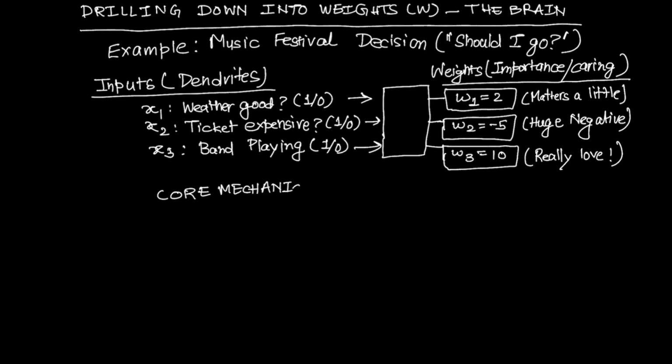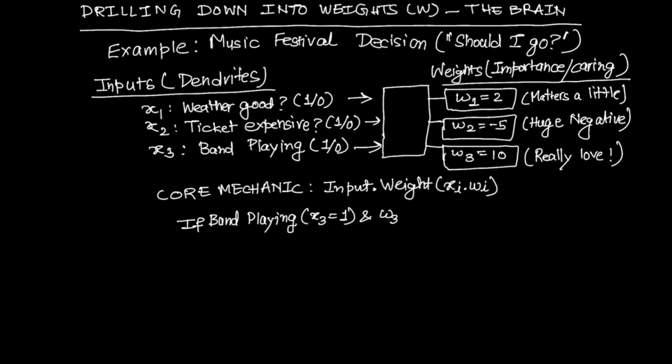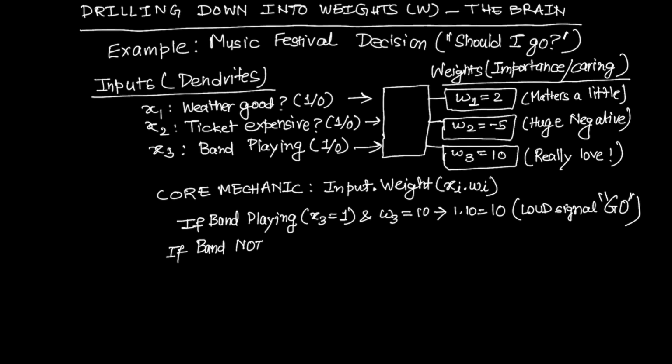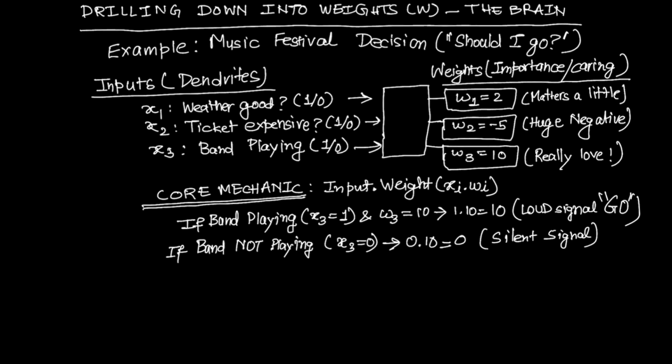Mathematically, a neuron processes this by multiplying input by the weight, x1 dot W1. Think of what happens here. If the band is playing, which means x3 is 1, and the weight is huge, which means W3 is 10, the result is 10. That is a loud signal screaming go. If the band is not playing, which means x3 is 0, then it's 0. The signal is silent. This is the core mechanic. The weight allows the neuron to amplify some signals and suppress others.